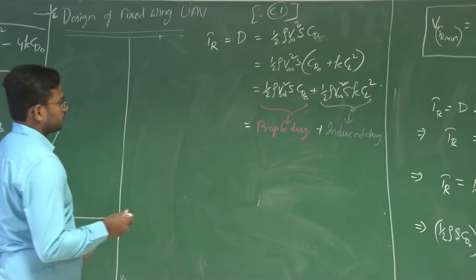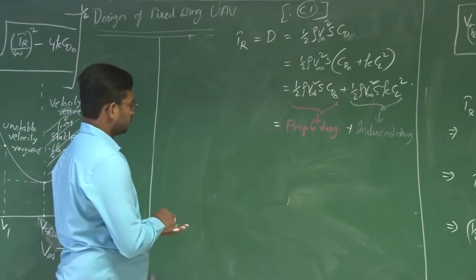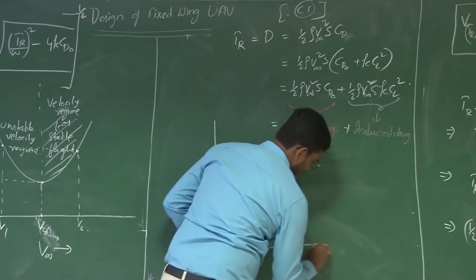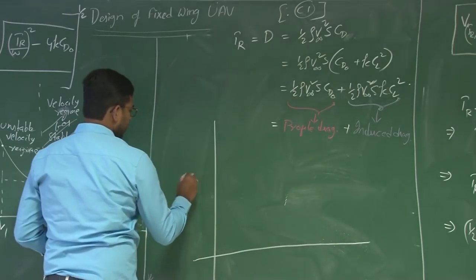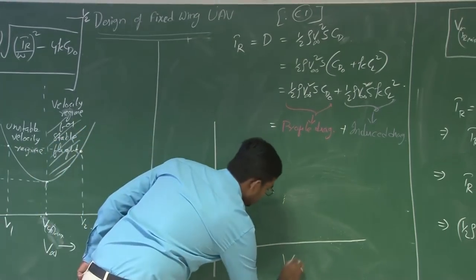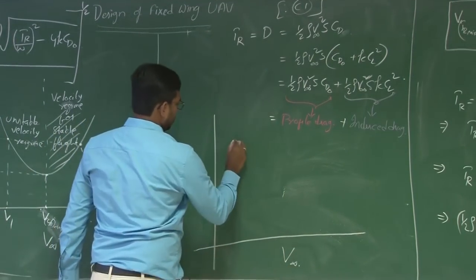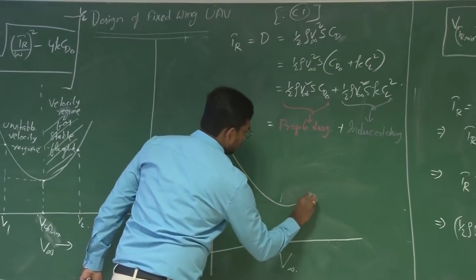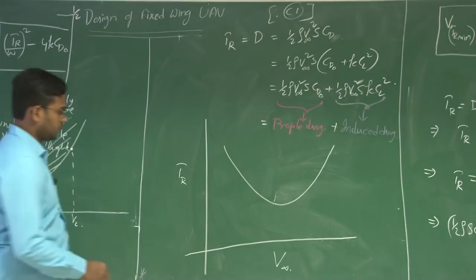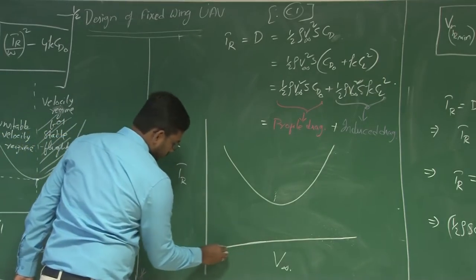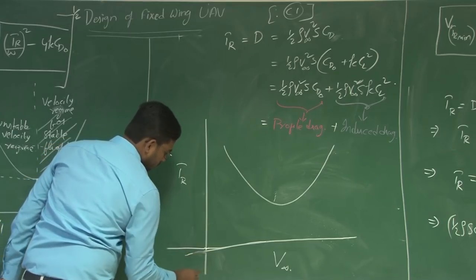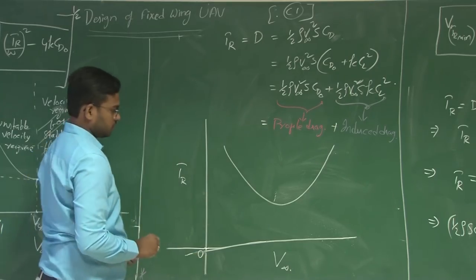Now, we witnessed thrust required with velocity, where it is something like this, right? According to this curve, so this is your zero.